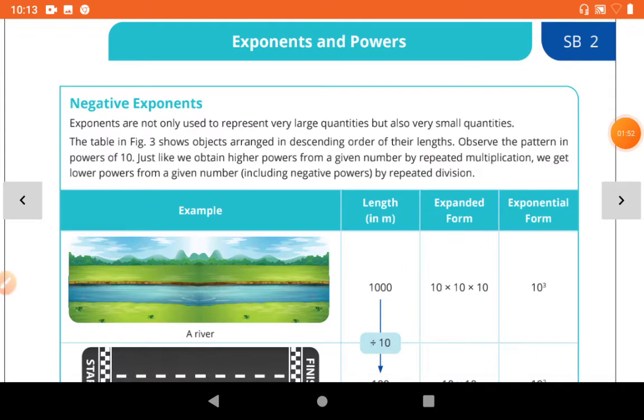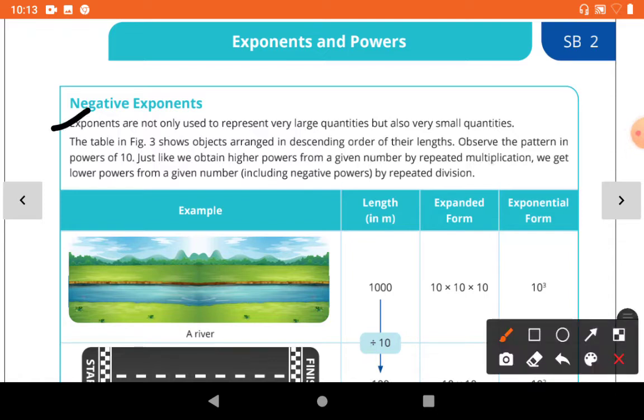The next topic is negative exponents. Exponents are not only used to represent very large quantities, but these are also used to represent very small quantities.